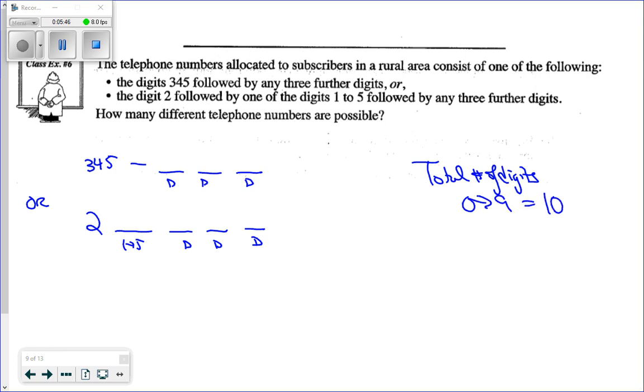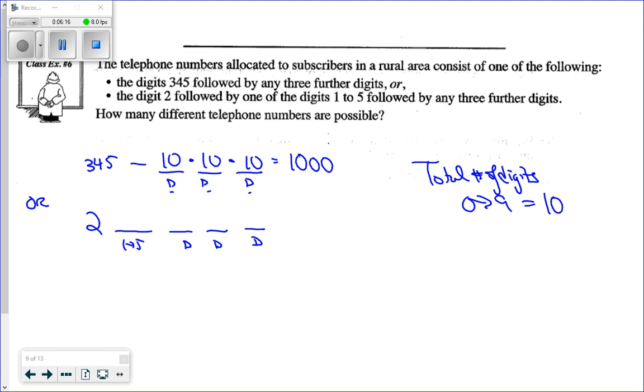Total number of digits is 10, right? 0 to 9. So are there any restrictions on any of those digits? No. In phone numbers, is it implied that repeats are okay? Can you have repeated numbers in phone numbers? Yes. So we're just going to go 10, 10, 10. So if you go 10 times 10 times 10, this will give you 1,000 phone numbers.